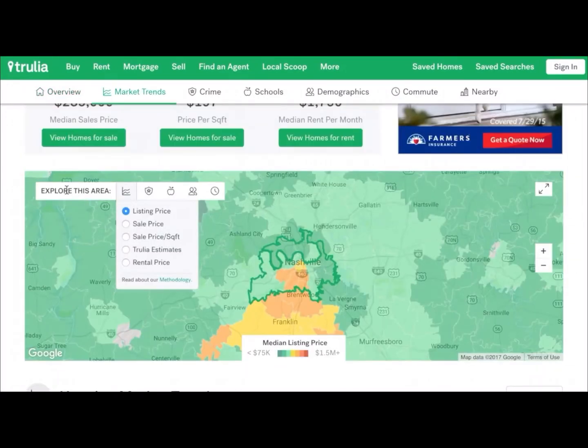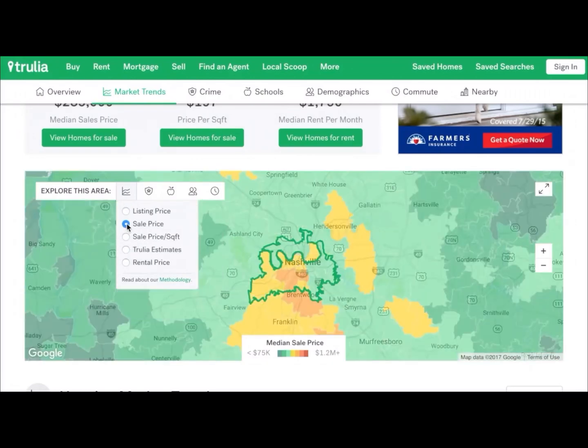Okay, so if I, right next to this, explore this area, click on this little trends thing, it's going to ask if you want to see data based on listing price, sale price per square foot, which is really cool, and estimates and rental income. So let's look at sale price. It creates some heat maps here, and it basically goes from really low to high, right? So it goes from 75,000 up to 1.2 million.